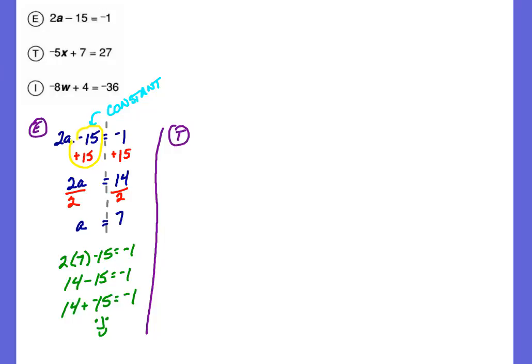So in problem T, we have negative 5x plus 7 equal to 27. Again, we're going to start with our reflection line. That reminds us whatever we do on one side, we do on the other. Eventually I want to know what x is. I can go all the way down here: x equals something. Along the way, I'm going to want to know what negative 5x is.